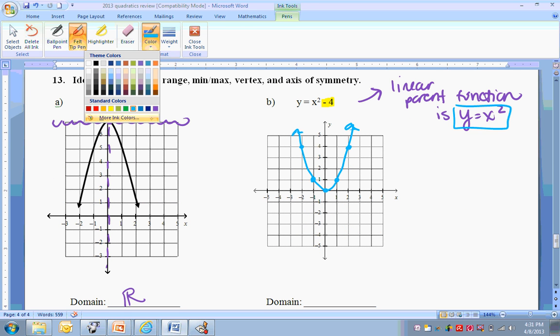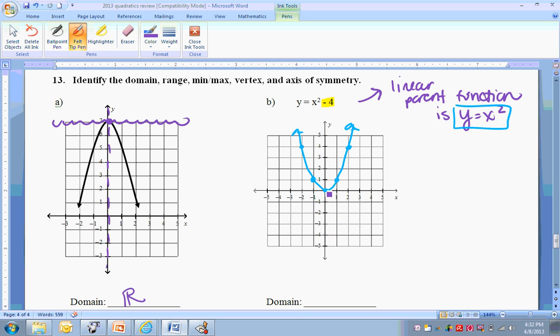So I'm going to do that back in purple. I shift it down 4 units. Every point that I just plotted, I'm going to move down 4. 1, 2, 3, 4. 1, 2, 3, 4. So this is now, oh, missed one. 1, 2, 3, 4. This is now the new graph of that equation.